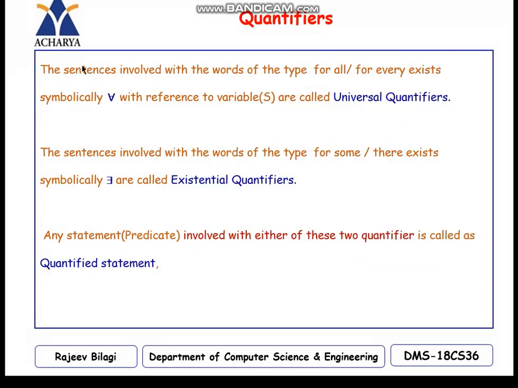Next is the sentence involved with the words for all or for every, which is represented by this particular symbol. These quantifiers which contain the words for all are called universal quantifiers.